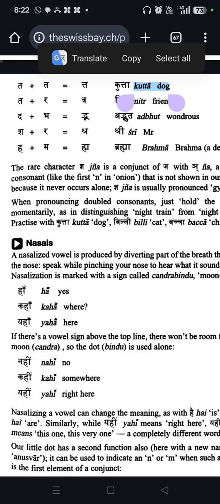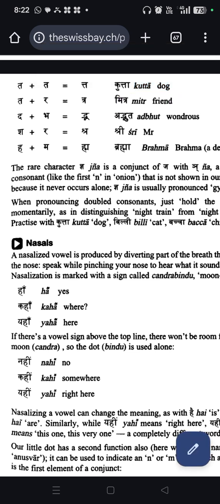I don't know. So we have ra, and that gives tra, which is an important sound, I think. Mitra, which means friend. Mitra. And then ta, and it seems that the final one of the power goes ta, ha, ba, ba.